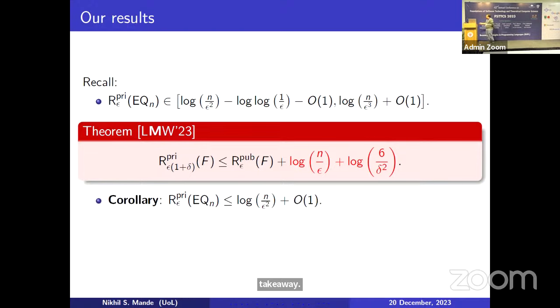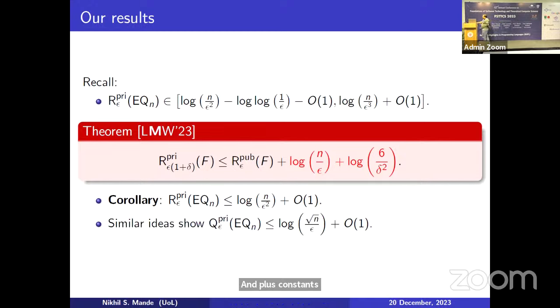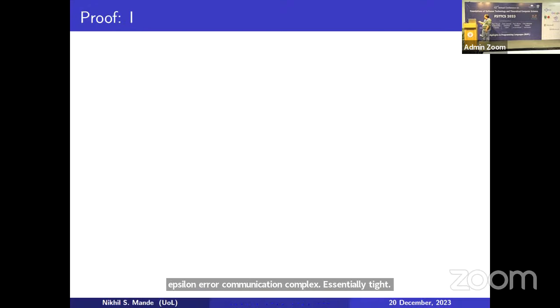And as a corollary, if you plug in epsilon, this quantity, to be epsilon by 2, and let's say delta to be 1, you get that the private coin epsilon error communication complexity of equality is at most log n over epsilon square plus order 1. So that almost matches the lower bound up to this log log 1 over epsilon term and plus constants. And similar ideas show that the quantum private coin epsilon error communication complexity of equality is essentially tight, again discounting this log log 1 over epsilon term.